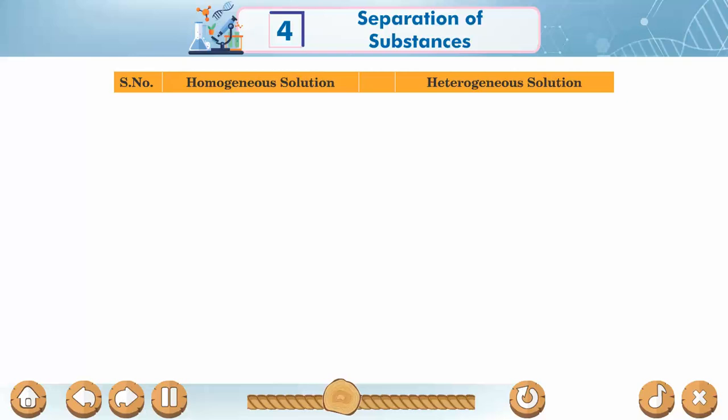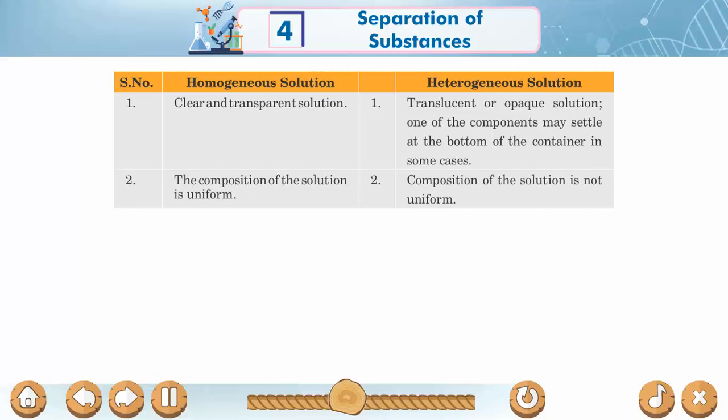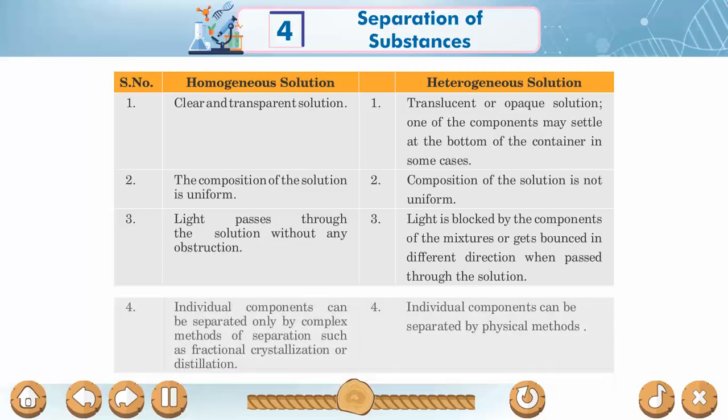Differences between homogeneous solution and heterogeneous solution. Homogeneous solution: clear and transparent solution. Heterogeneous solution: translucent or opaque solution. One of the components may settle at the bottom of the container in some cases. The composition of the homogeneous solution is uniform. Composition of the heterogeneous solution is not uniform. In a homogeneous solution, light passes through the solution without any obstruction. In a heterogeneous solution, light is blocked by the components of the mixture or gets bounced in different directions when passed through the solution.